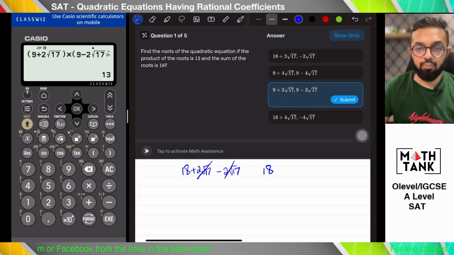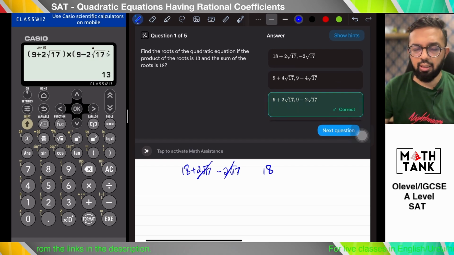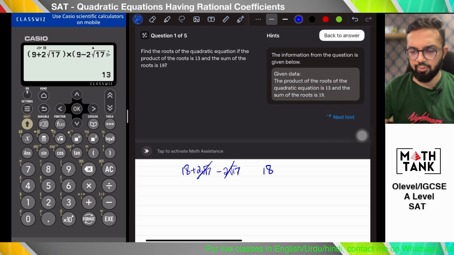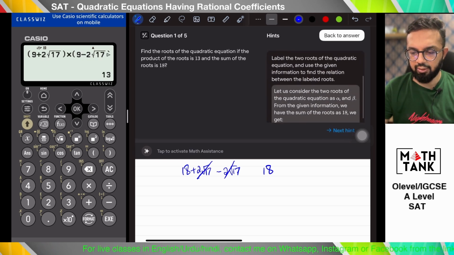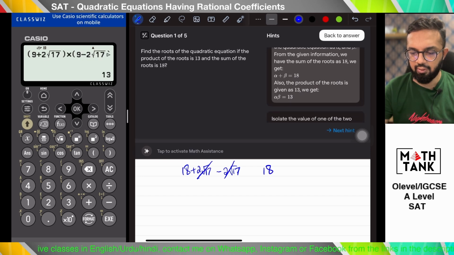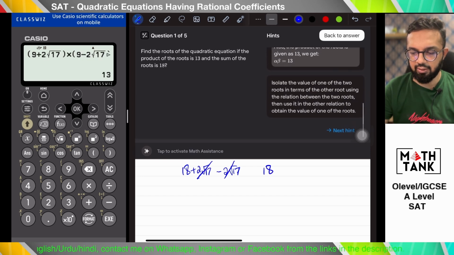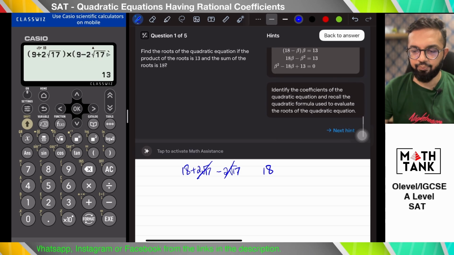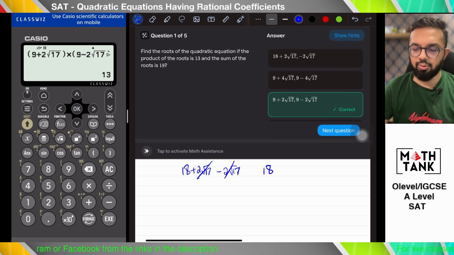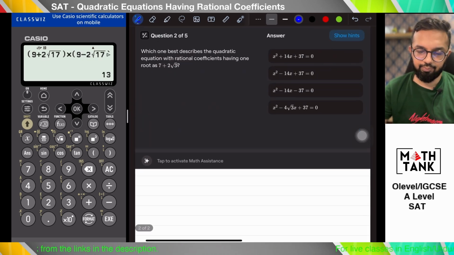13. So that is the correct answer. I didn't even have to work through, although I think when I show you the hints, it's going to tell me that I could work through and create the quadratic expression myself. But I'm not going to do that. It's easier done like this than that. Using the answer options is a very good strategy.